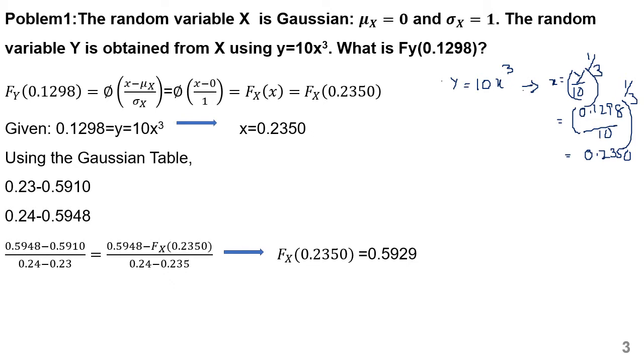Using that table, we obtain for 0.23 the value 0.5910, and for 0.24 it is 0.5948. From this we can find the slope, that is (0.5948 minus 0.5910) divided by (0.24 minus 0.23), and from this we can find Fx of 0.2350 using the equation. Here we get Fx of 0.2350 equal to 0.5929.